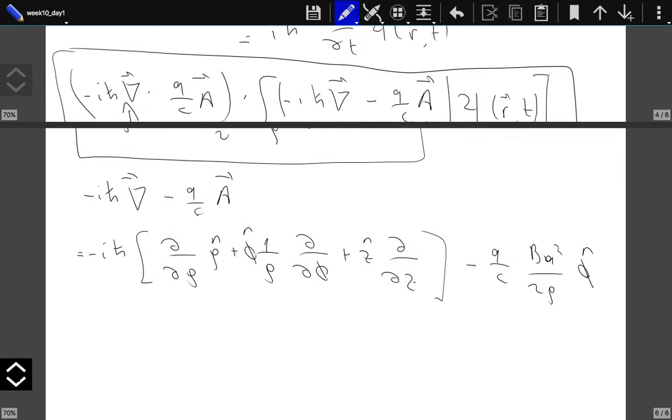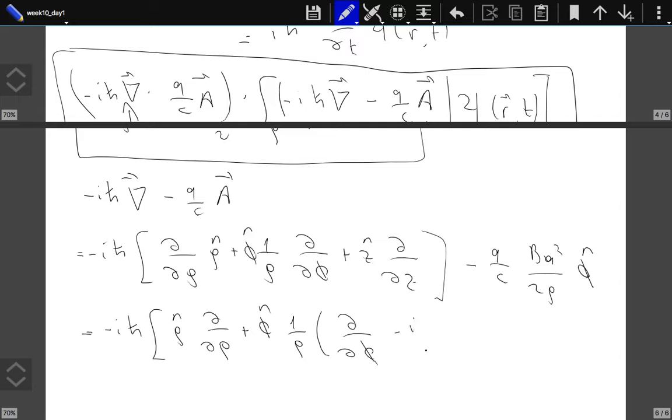So basically we can just combine this with the phi derivative: minus i h bar times, in the rho hat direction, del by del rho, plus in the phi hat direction 1 over rho del over del phi, minus i over h bar q over c. Well, let me just write pi over there, phi b over 2 pi.